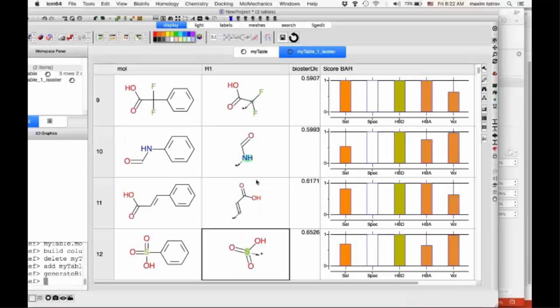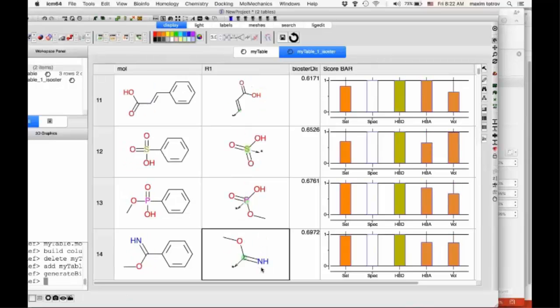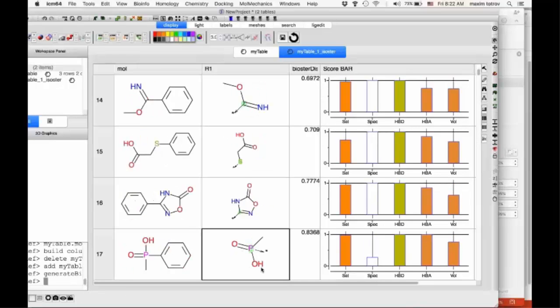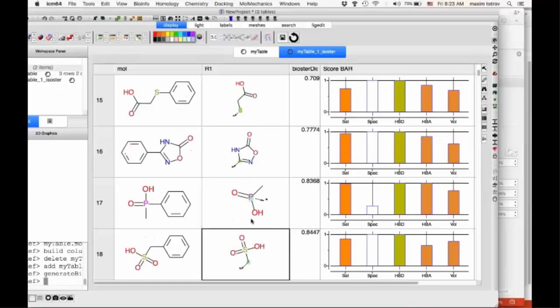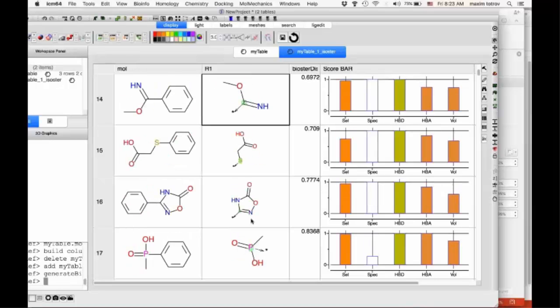Then we get some terms like sulfonate that obviously has more acceptors, for instance, here, right? So some reduction in the score, and phosphonates, and so on. So this is like heterocyclic replacement, phosphonate. That's how it looks, right?